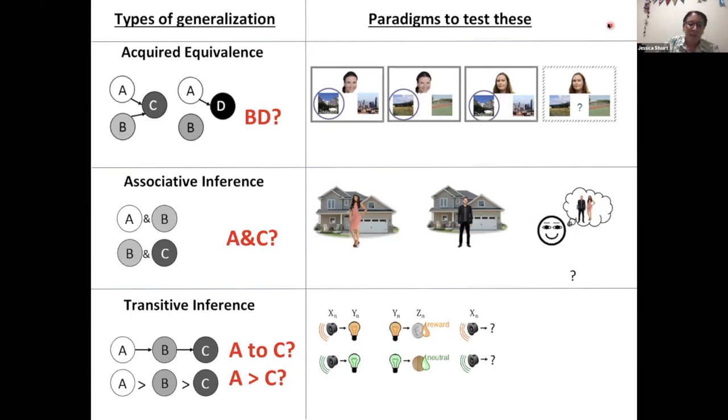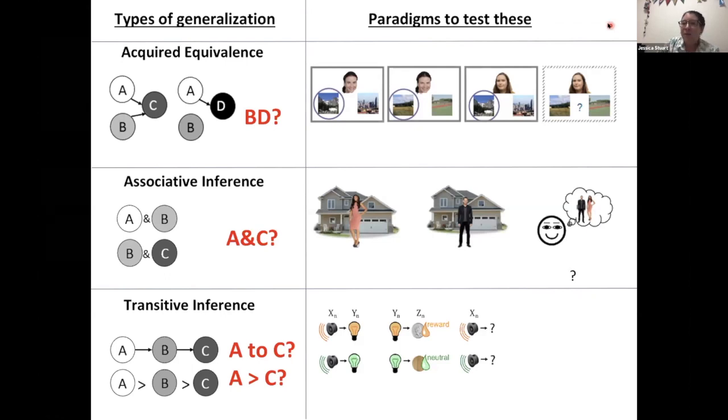Transitive inference is definitely another way that we generalize information, but there are quite a lot of different definitions of this, and I'm not going to discuss them all. I'll just talk about the one that we've got here. In this particular type of transitive inference, you might learn that A goes to B, B goes to C, and therefore make the assumption that A therefore leads to C.